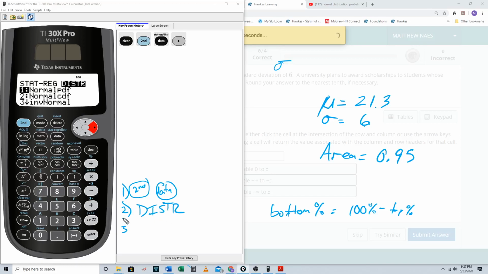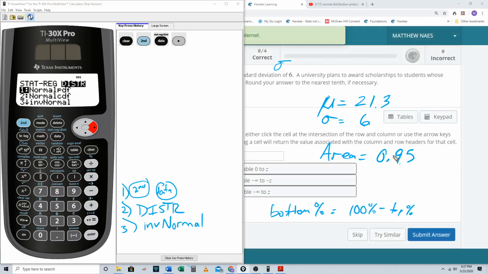And 3, we're going to choose 3. In this case, inverse normal. Because what they're asking in this case is what score would give you a probability of 0.950, or a percent of 95%, or an area 0.95. So they're saying what X would give you this probability. Last time they gave us X and we found probability. This time they're giving us the percent or the probability, and they're asking us to find X. So we're doing the inverse of normal distribution. So inverse normal, that's what we're using.